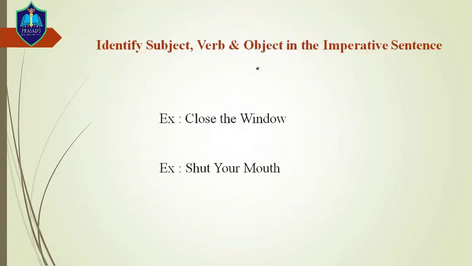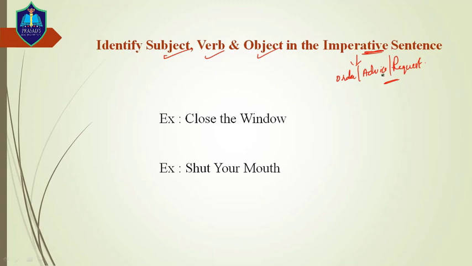In this particular slide we are going to identify the subject, verb and object in the imperative sentence. How do we identify subject, verb and object in an imperative sentence? What is the meaning of the term imperative sentence? It is used to give an order, advice or request. This is what we call an imperative sentence.